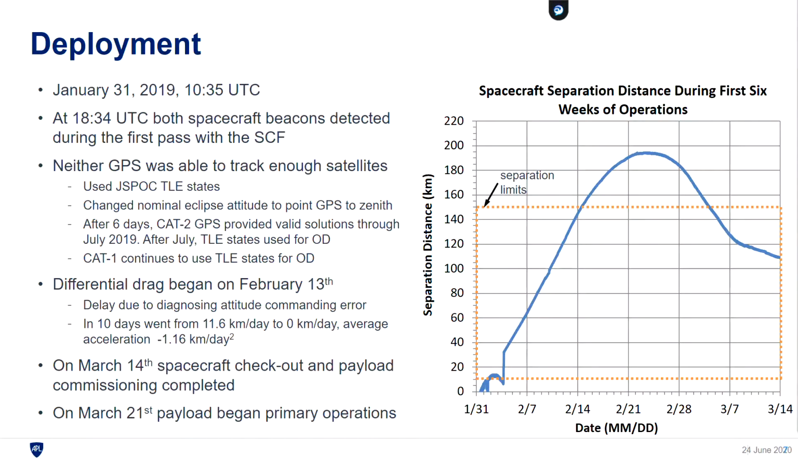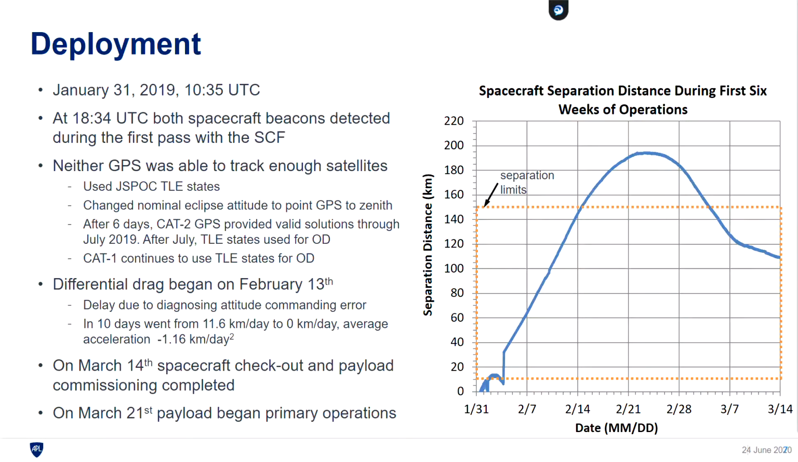We did change the nominal eclipse attitude to point the GPS to zenith in the hopes of remedying this issue. And after 6 days, CAT-2 did provide valid GPS solutions from that time through July of 2019. However, after July, the GPS solutions became invalid again, and we had to use TLE states for OD after that. For CAT-1, we've had to use TLE states since launch.